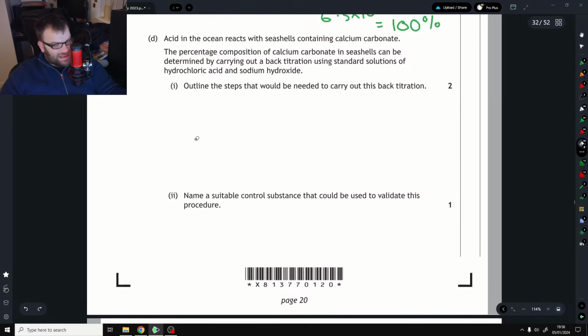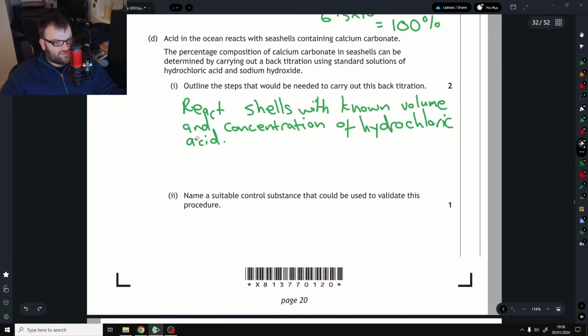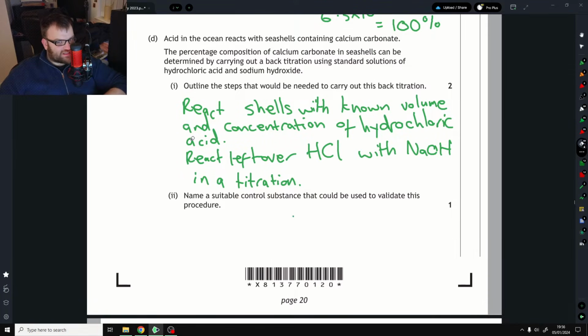Next one asks about a back titration. How do we do that? First, you want to react your chemicals with a known volume and concentration of, in this case, hydrochloric acid. That allows you to work out the number of moles of acid that you've added. You then want to react the leftover excess hydrochloric acid with your sodium hydroxide, and that will determine how much was used up, and you can work backwards to how much calcium carbonate was present.